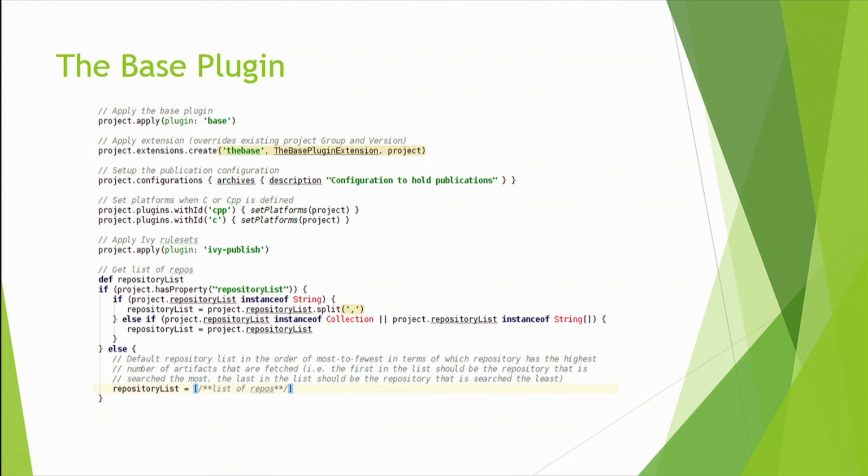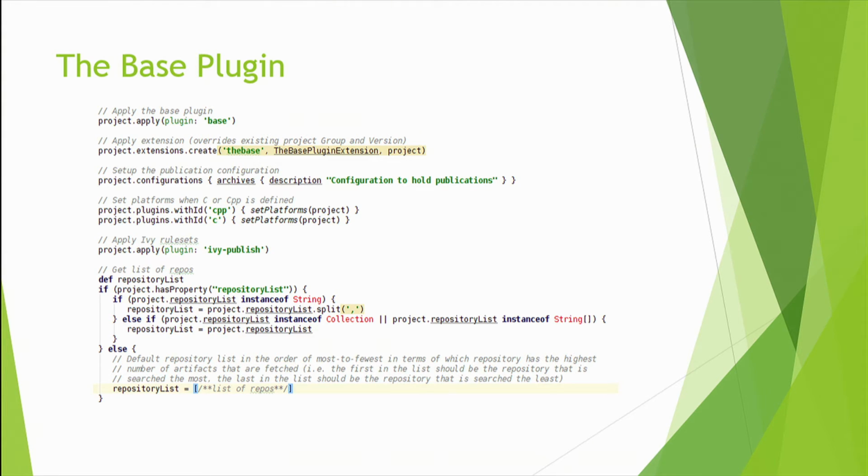The base plugin is very much like this. So we initially set up, we want to set up the base plugin and its base extension and this output here. So we first say apply the base plugin. Next, we want to go ahead and create the extensions and register it with the project. And I'll get into the extensions in just a sec.